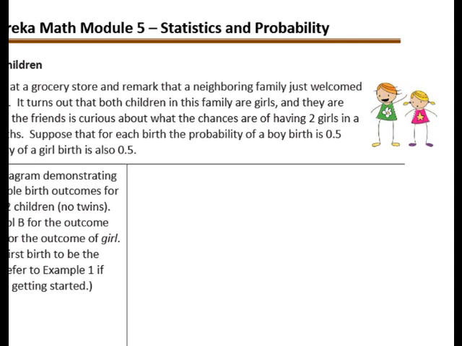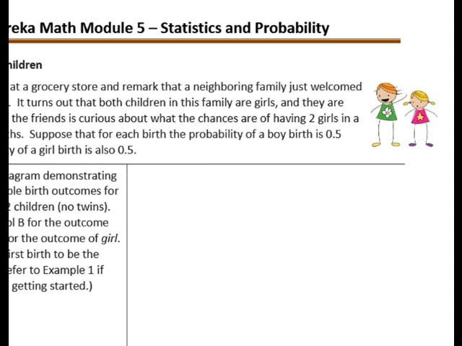And that's because when you have a baby, it can have a gender of boy or girl. There are two outcomes and they're equally likely. Number 1, draw a tree diagram demonstrating the 4 possible birth outcomes for a family with 2 children. No twins. Use the symbol B for the outcome of boy and G for the outcome of girl. Consider the first birth to be the first stage. Refer to example 1 if you need help getting started.